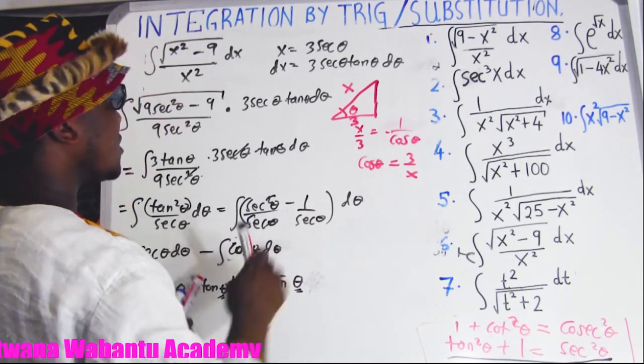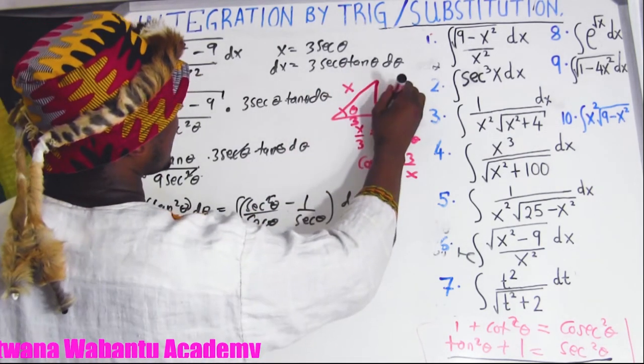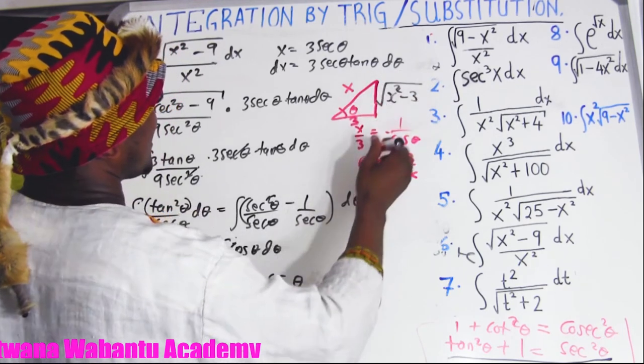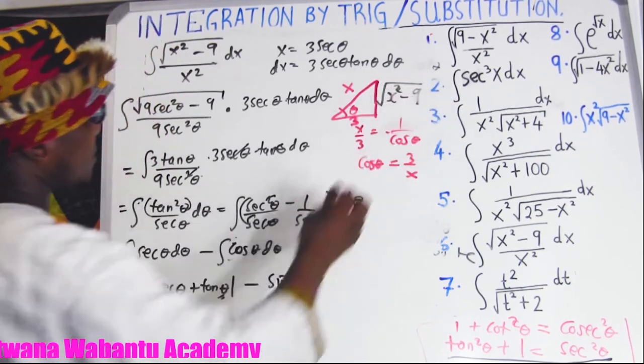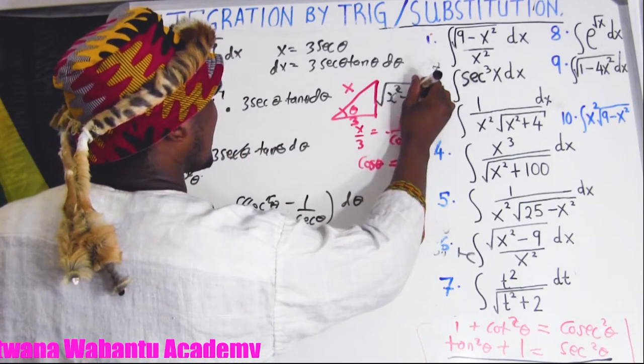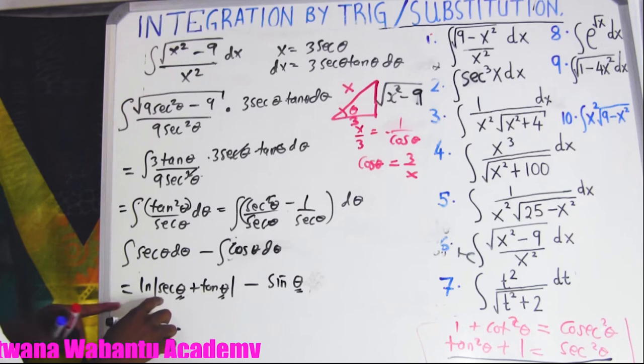So opposite is going to be the square root of x squared minus 3 squared, which equals 9. Equals 9, okay?